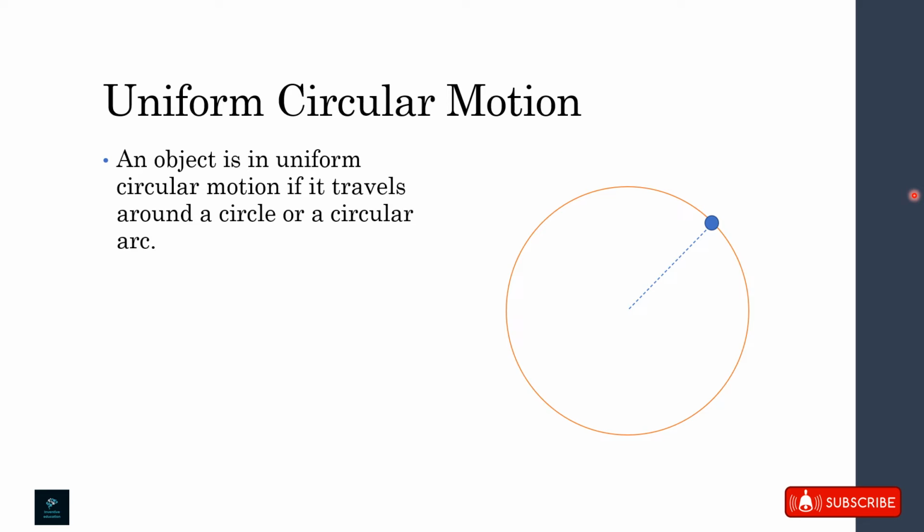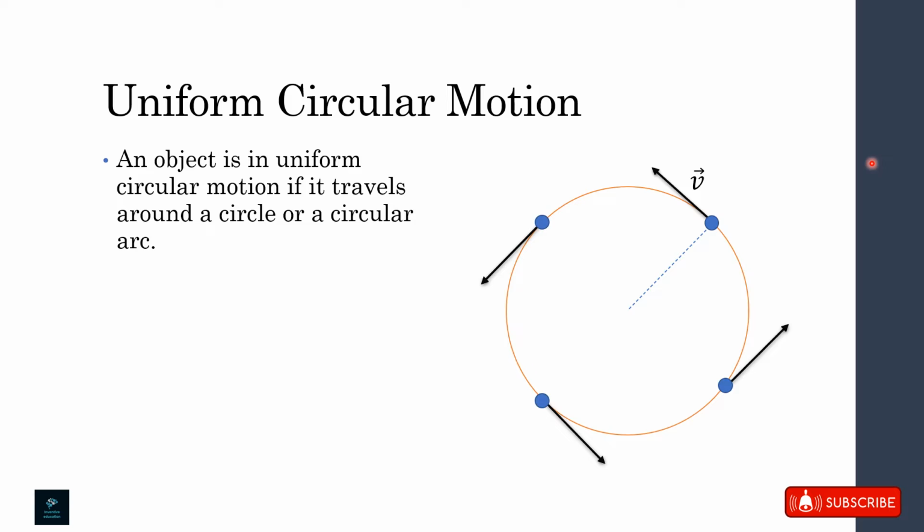At every instant of time in a uniform circular motion, the velocity is tangential to the circular path. So at this point, velocity is directed in this direction. At this point, velocity is directed in this direction. At this point, it is directed in this direction. And at this point, it is directed in this direction.